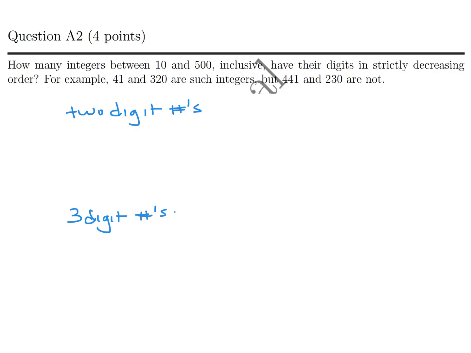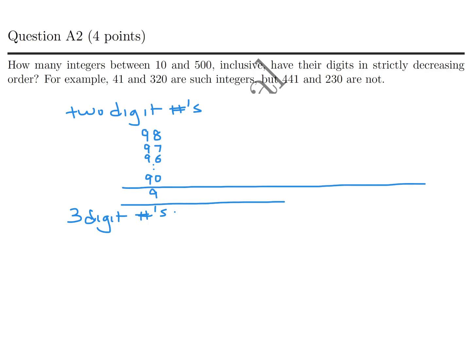Okay, so for a two-digit number, for example, if the first digit was a 9, then the next digit obviously has to be 8 or less. So 98, 97, 96, and so on, all the way down to 90. That would be a total of 9 such numbers. Similarly, if you have 8 as your first digit, then the second digit obviously has to be 7 or lower. So 87, 86, all the way down to 80. So that's 8.